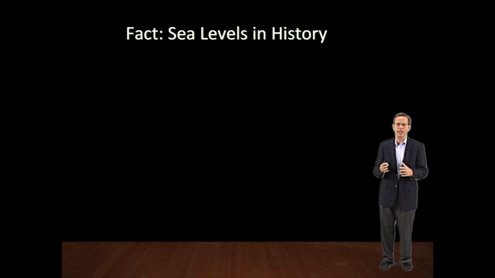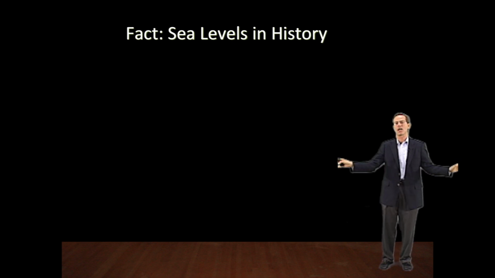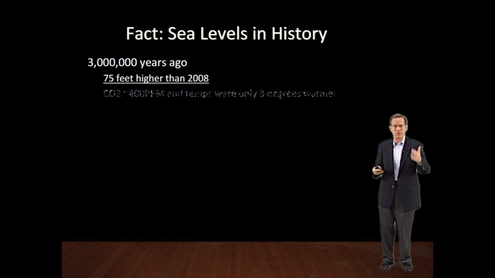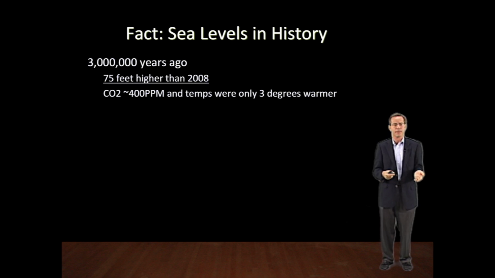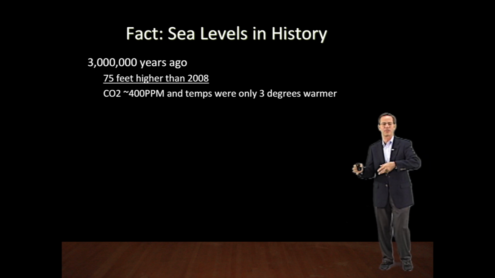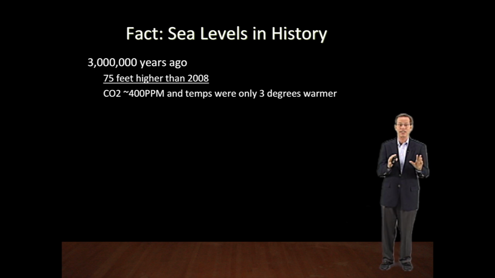You know, I like to go back in history and forget the models for a minute and just say, what happened in history? Did sea levels rise? Did they fall? How was that tied to CO2, and what really happened? Well, 3 million years ago, the sea was in fact higher, 75 feet higher than it is today. So 3 million years ago, 75 feet higher, and the CO2 was approximately 400 ppm, and the temps were only about 3 degrees warmer.